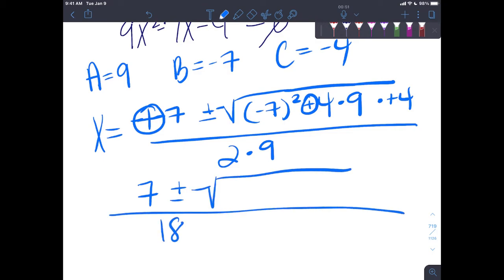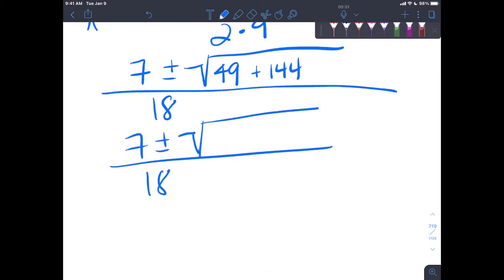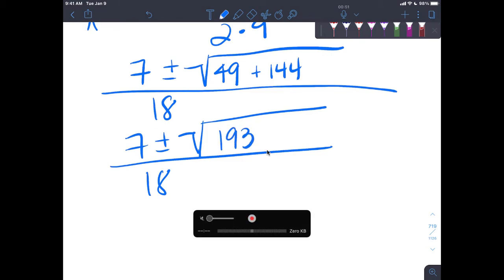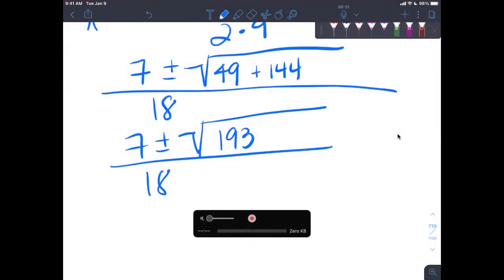Put my radical in. 7 times 7, 49. And this is going to be 16 times 9, 144. Okay. Now I'm going to go ahead and continue to combine them. 7 plus or minus, all divided by 18. Square root of, let's see, 193. I have no idea what that is, so let's see if that's even something remotely close to that. No, it is not. It is a decimal.